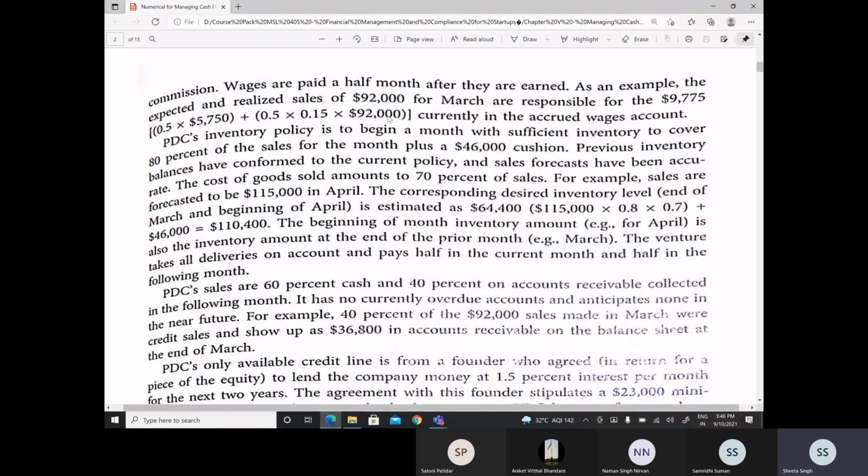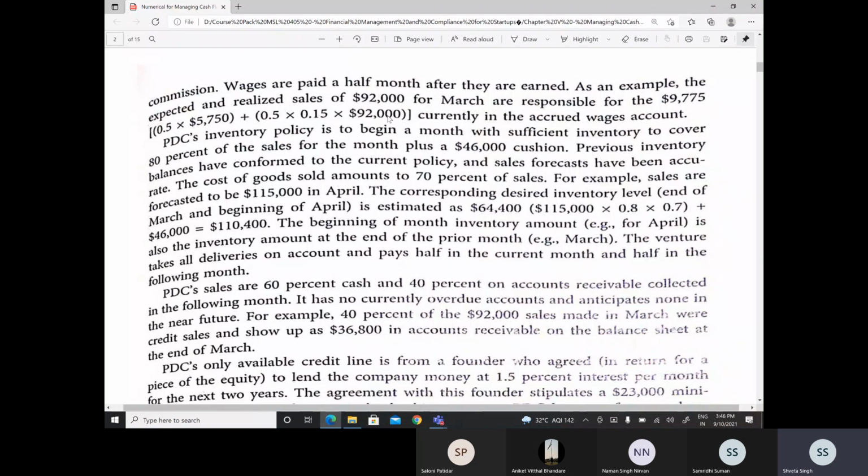Now, please be very careful about the terms mentioned in the question, students, because we will be looking at how payments are either staggered or collected, and that would have an impact on the monthly cash inflow and outflow for your company, and that is the basis of drawing up a cash budget as well. As an example, the expected and realized sales of $92,000 for March are responsible for the 9,775, that is 0.5 into 5,750 plus 0.5 into 15% into 92,000, currently in the accrued wages account.